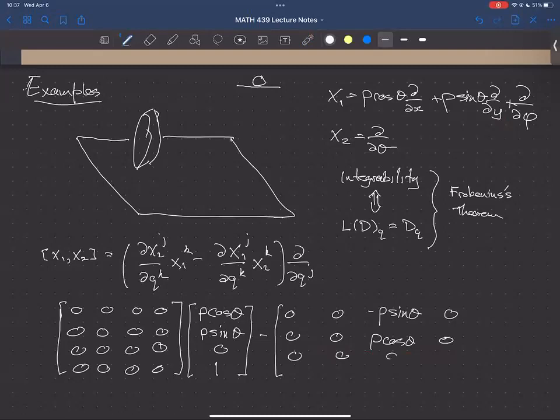And then in the last row go the partial derivatives of the phi component, but the phi component has coefficient one, so all those partial derivatives will be zero. Then I multiply that by the column vector whose components are the components of x2. So that is 0, 0, 1, 0. Is that calculation clear?